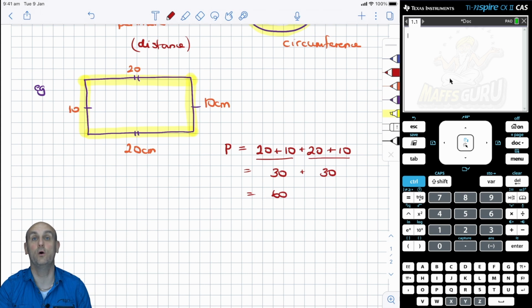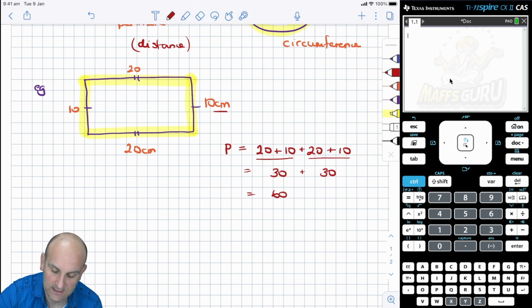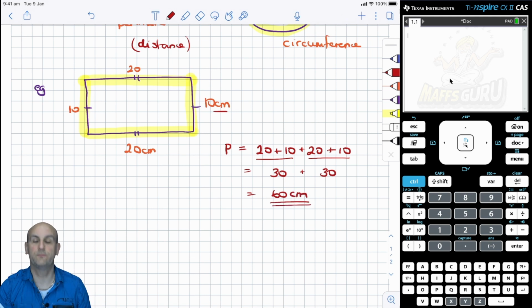Now, 60 what? Again, we've got units given to us. The units are critically important, and I would write centimeters. In a test, you would probably get 1 mark for the answer, 1 mark for your working out, and 1 mark for your units. That's 3 marks. If you just put 60 down, you've actually only got 1 out of the 3 marks. So you're shooting yourself in the foot if you don't do the working out.